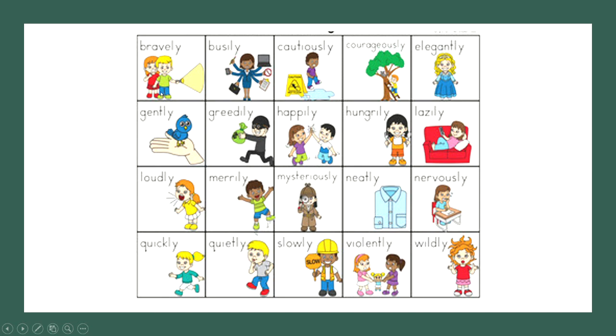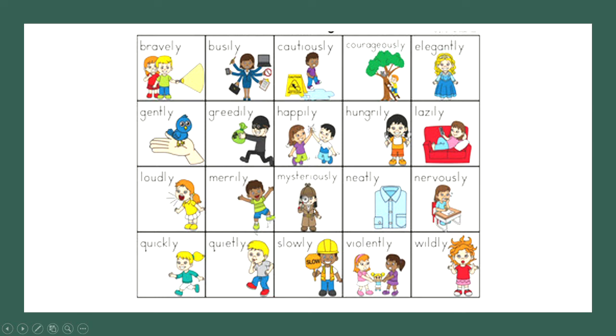The children act bravely. The girl is working busily. The boy is walking cautiously. The child is climbing the tree courageously. The girl is dressed elegantly. The bird is being held gently. The thief is running greedily. Children are dancing happily. I am acting hungrily. The girl is sleeping lazily. My friend is shouting loudly. My brother is dancing merrily.